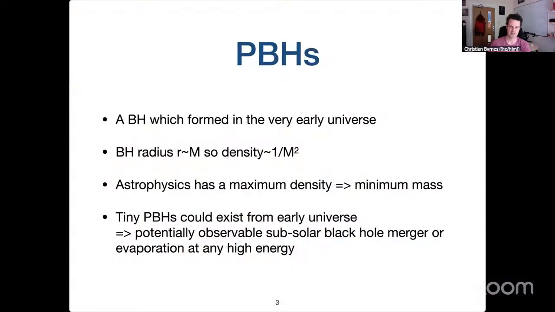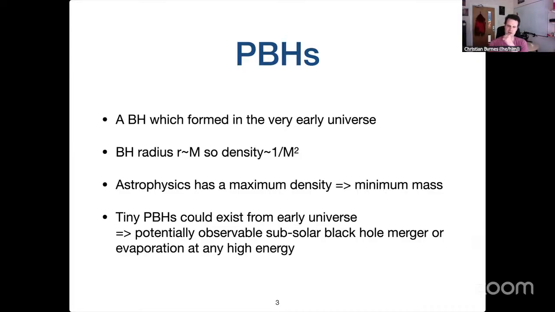So what's a primordial black hole, or PBH for short? Well, it's a black hole which formed in the very early universe, typically before Big Bang nucleosynthesis, so less than a second after the Big Bang. And that gives some interesting potential properties. For example, the black hole radius scales like the mass. If you think of the famous formula for the Schwarzschild radius, 2GM, okay? So the density, taking the very simplistic idea of a uniform density, is the mass divided by the volume, so it goes like 1 over the mass squared.